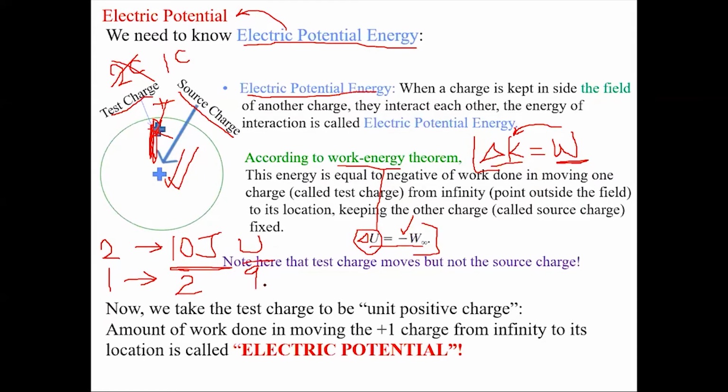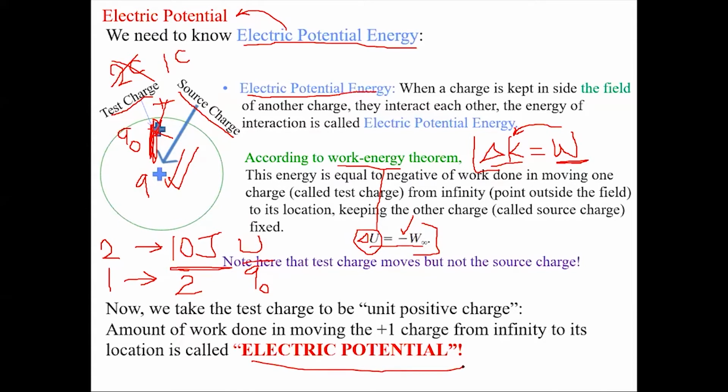Q zero. So this is called Q. The center charge is called Q, and the charge here is called Q zero. In other words, source charge is Q and test charge is Q zero. So it means my energy of interaction, when the test charge is replaced by 1 coulomb, is called electric potential.